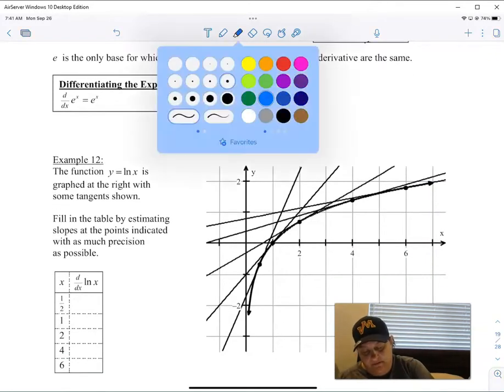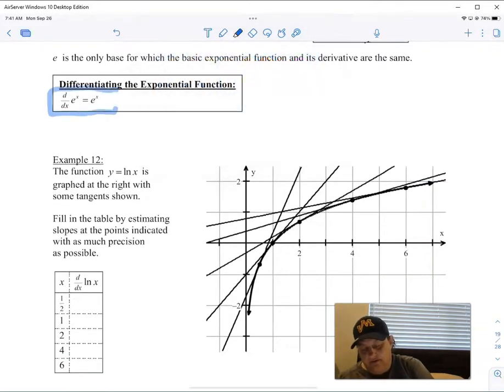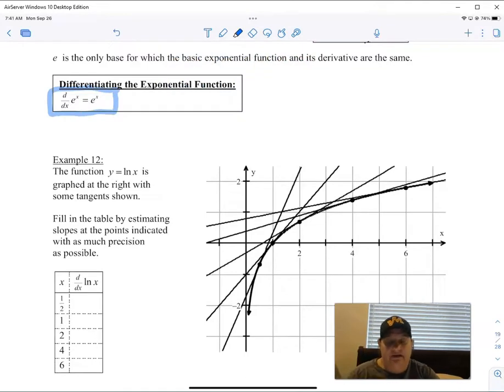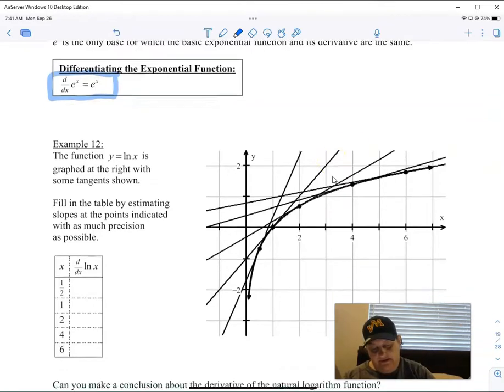So, if you look right here, the derivative of e to the x is e to the x. Alright? The derivative of e to the x is e to the x.